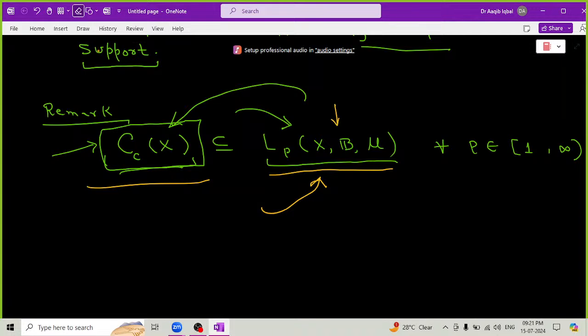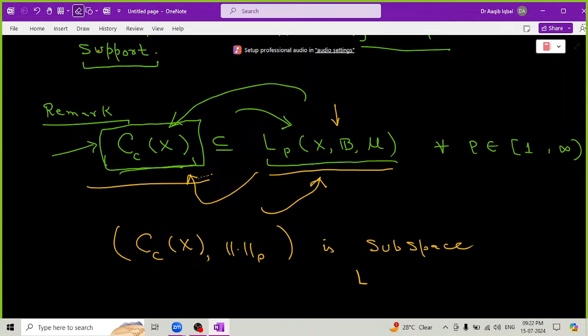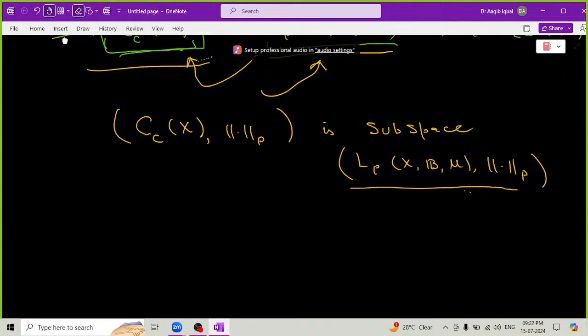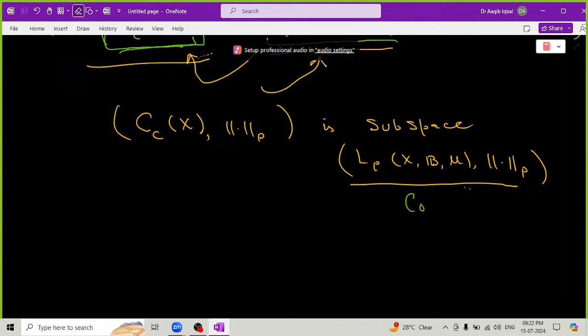Now if you restrict the norm of this onto this, यहाँ भी आपको एक normal linear space मिलेगी. So you can see this C sub Cx as a normal linear space also, because it's contained in LP and it's true for every p. So you can see this C sub Cx, if you restrict the LP norm to this C sub Cx, then this becomes a normal linear space, and it will actually be a subspace. This is a subspace of this bigger space, LP of x, B, mu with the LP norm. So it's a subspace of this. अब ये जो space है, ये हमने देखा in the Riesz-Fischer theorem, this is complete. We know that this space is complete, and that is the Riesz-Fischer theorem.